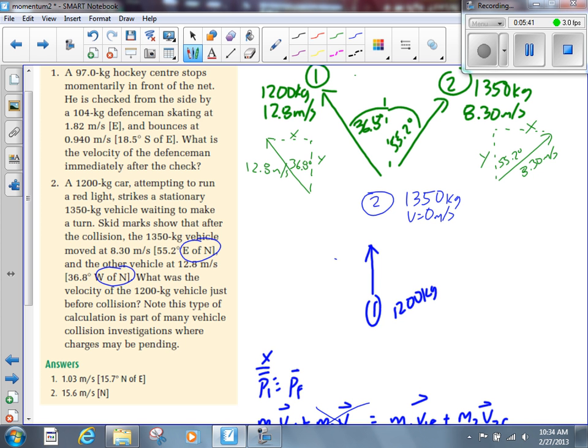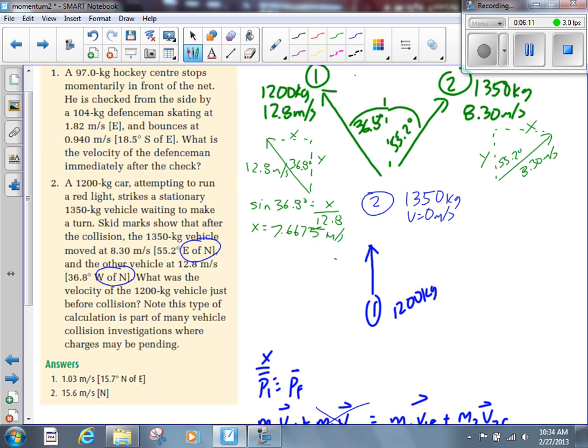Good. Sine. So we're going to say sine 36.8 degrees is equal to opposite over hypotenuse. What's the value of 12.8 sine 36.8? Somebody have that? 7.66775. 7.6675 meters per second. Thank you.